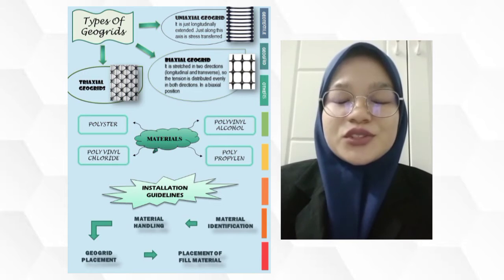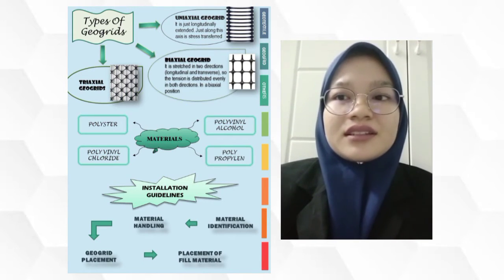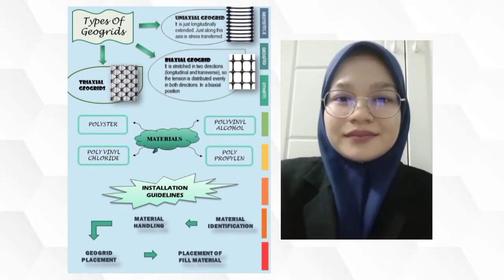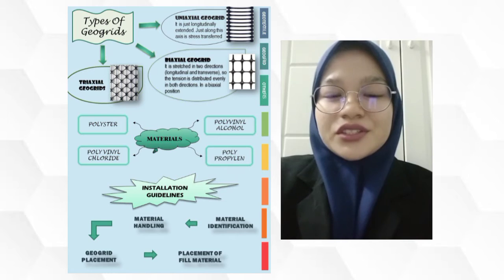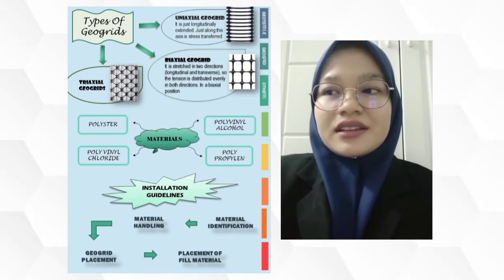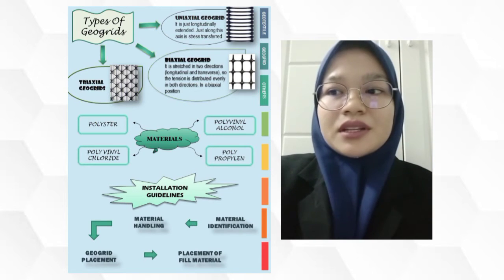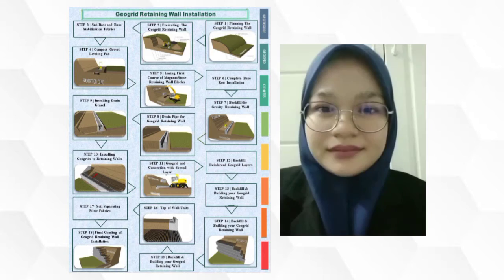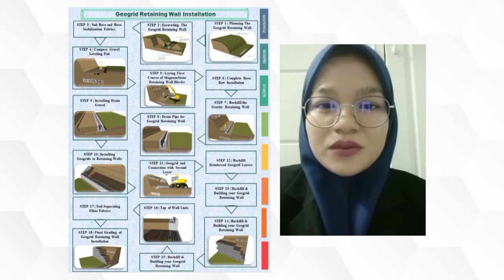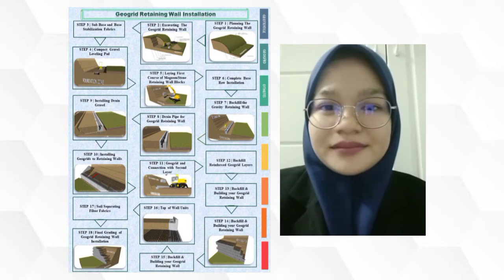There are four materials in the geogrid. First, polyester. Second, polyvinyl alcohol. Third, polyvinyl chloride. And the fourth, polypropylene. The installation guideline for the geogrid is material identification, material handling, geogrid placement, and the last one, placement of the fill material. There are 18 steps of geogrid retaining wall installation.